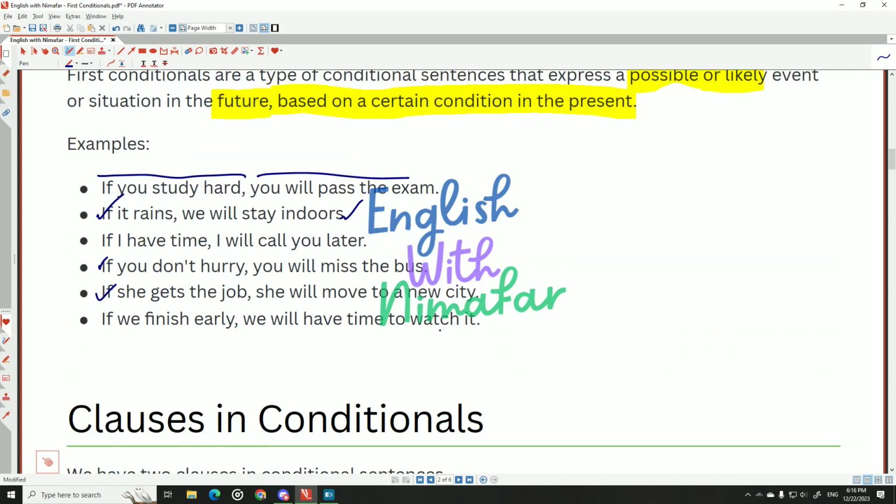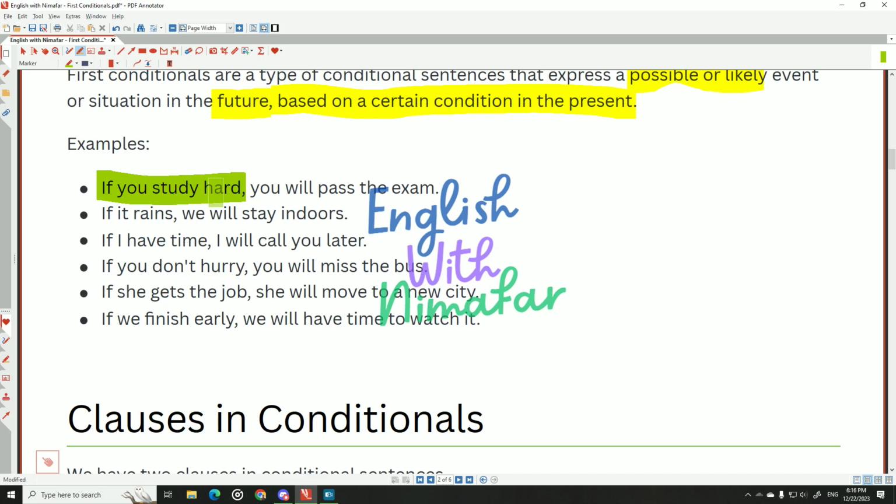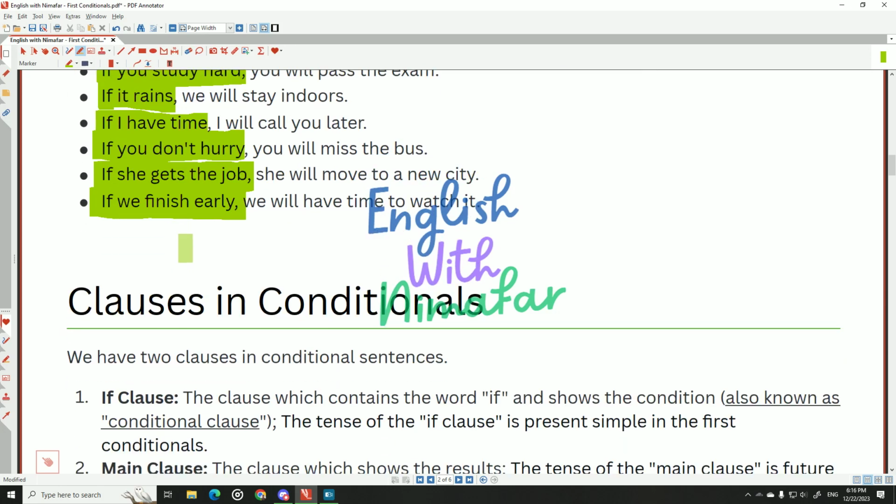Here, for example, let's talk about the clauses. I will highlight main and if clauses with green. So if you study hard, this is our if clause. If you study hard, you will pass your exam. That's the main clause. We have if you study hard, that's present simple; you will pass the exam, that's future simple. If it rains, if I have time, if you don't hurry, if she gets the job, and if we finish early. These are all if clauses. You will pass, we will, I will, you will, she will. Sometimes negative: she won't, you won't, we won't, and so on.